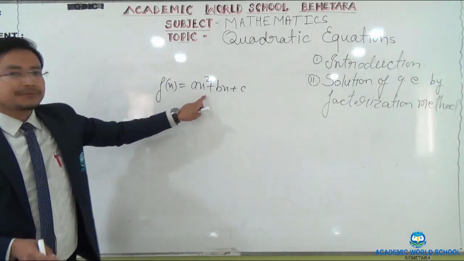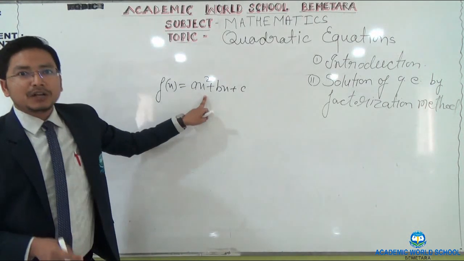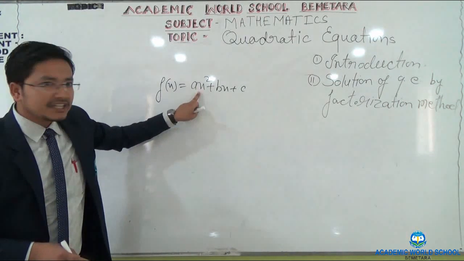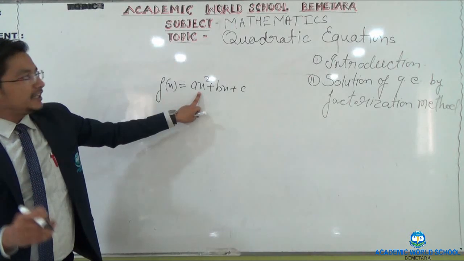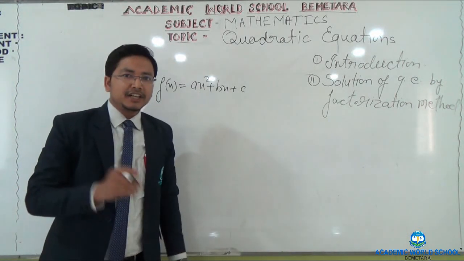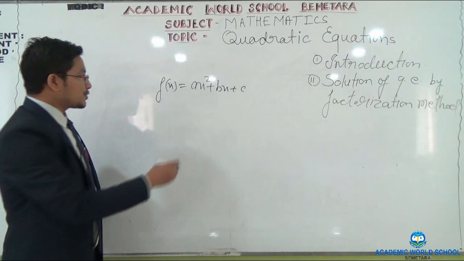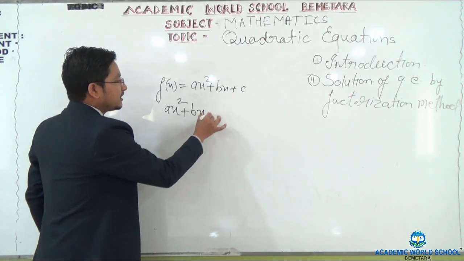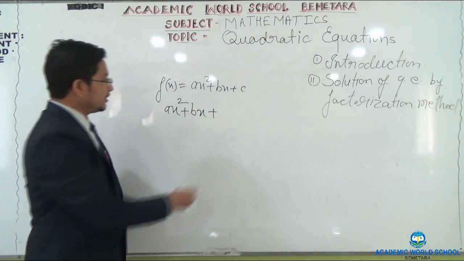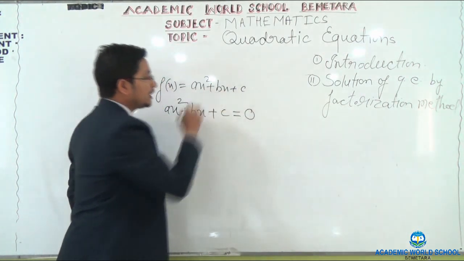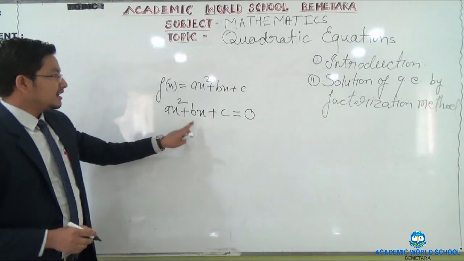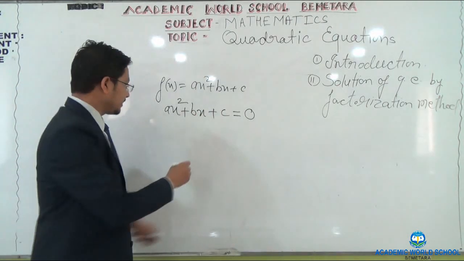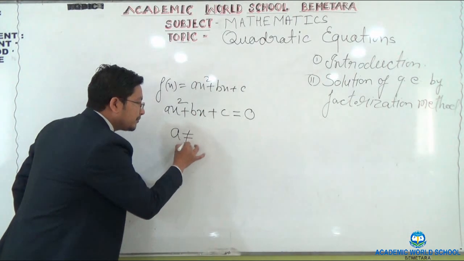So now if this quadratic polynomial is equated to 0, listen please, then it will become a quadratic equation. So I am writing here a quadratic equation, ax square plus bx plus c is equal to 0. This is the standard form of a quadratic equation, where this a must not be equal to 0.